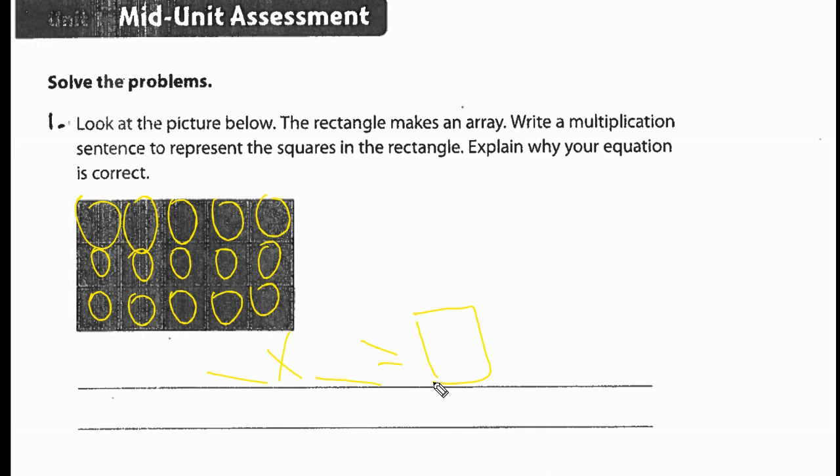The first number tells me what? How many rows? Yes. The second number tells me how many in each row, and then I add them all together. Say, explain your equation. You just said it. You just explained the equation. You said that the first number tells me how many rows I have, which in this case I would have 3. The second number tells me how many in each row, which in this case I would have 5. And then I multiply them together. 3 times 5 would be 15, and that's my answer.